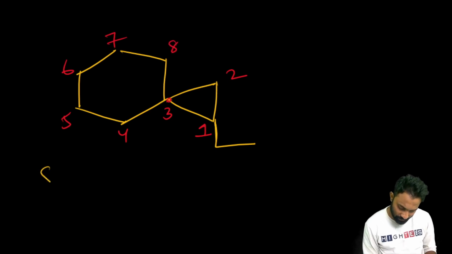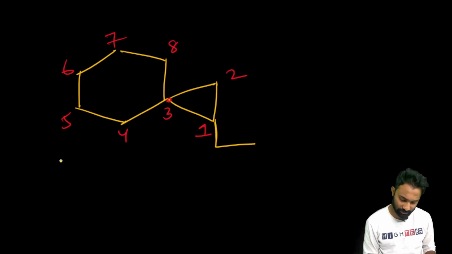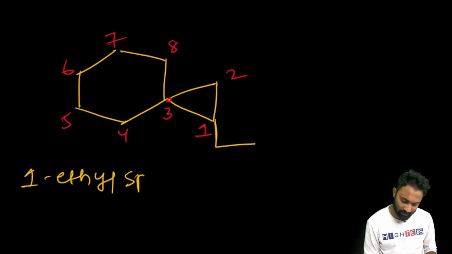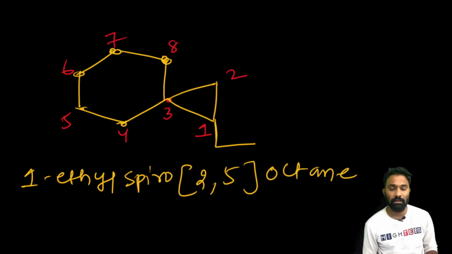Naming will be: here the substituent is there, right? At which position is the substituent? Position 1. So 1 ethyl, Spiro. How many carbons are we having? 2, and here 1, 2, 3, 4, and here it is 5. 2 comma 5. How many carbons total? 8, right? 1 ethyl, Spiro, 2 comma 5, octane. Clear?